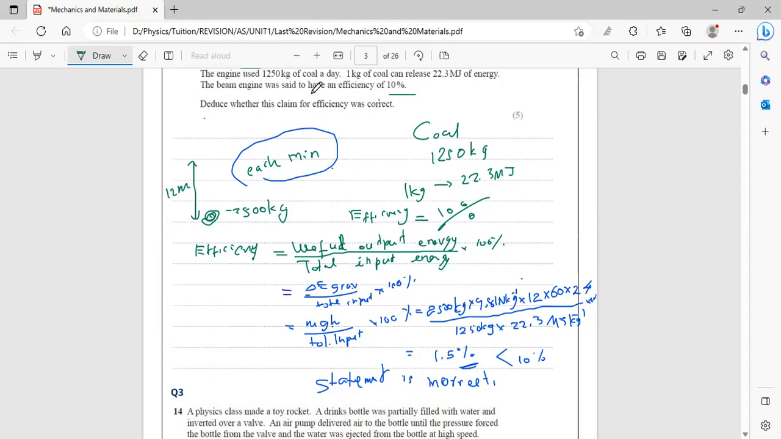And then you divide that by total energy consumption. What is the amount of coal consumption? 1250 kilograms. And we produce 22.3 megajoules of energy per kilogram. So the total amount of energy produced would be 1250 kilograms into 22.3 megajoules per kilogram. Right. Now do the calculation and see whether you're getting an answer close to 10 or not. We got to justify whether the efficiency is 10.